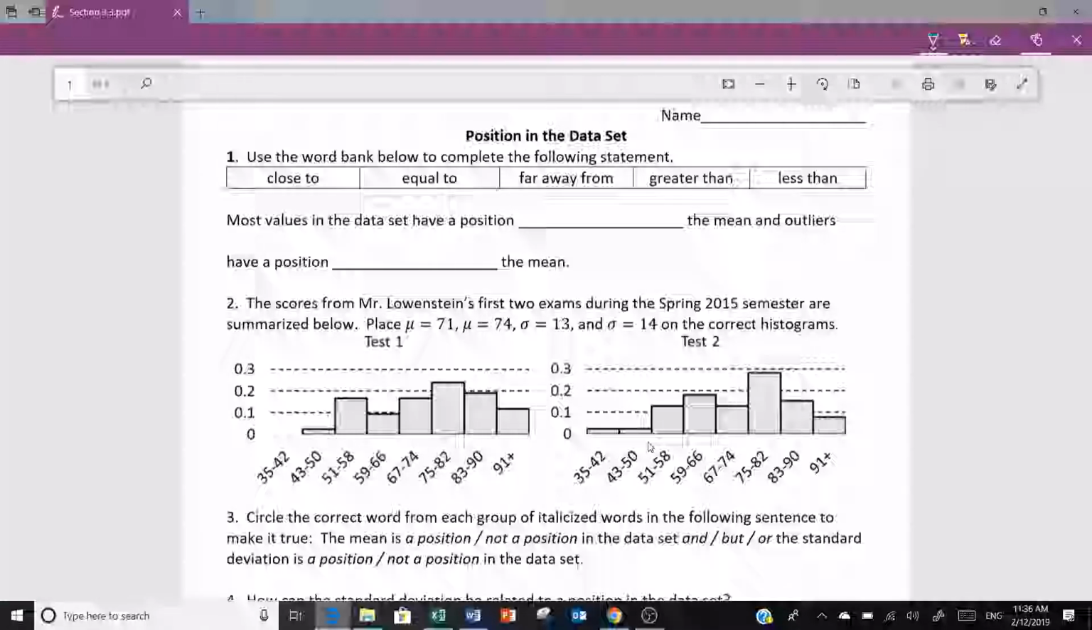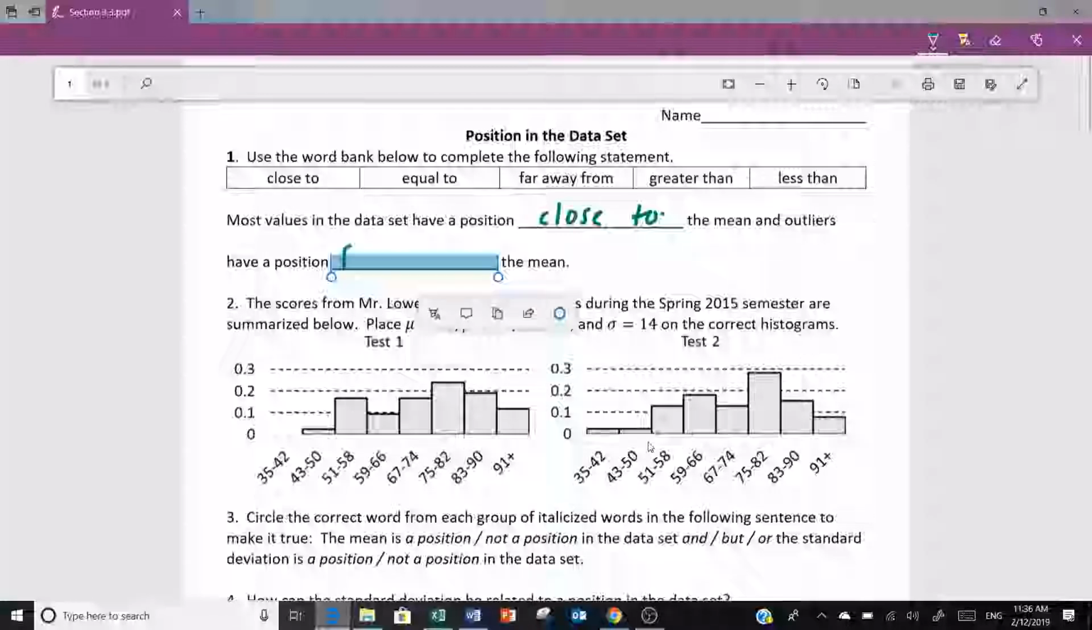Okay, so the answer is close to the mean. Yes, that is true. So we can immediately write close to. But what I want to explain here is, why is it close? Where's most of the data? It's going to be in the middle. And where is the mean? In the middle. So most of the data falls around the mean because most of the data and the mean are in the middle. So that's why the first one was close to. And outliers, we already know this one is going to be far away from.